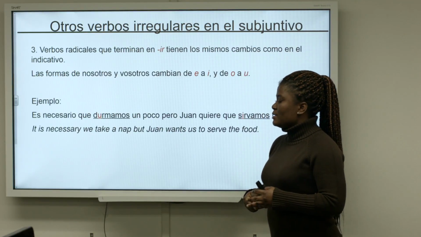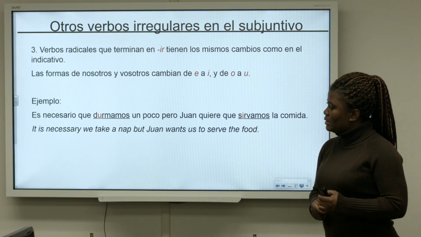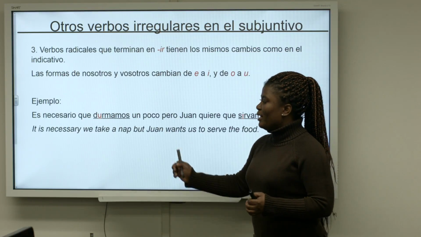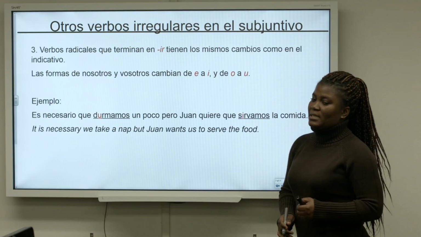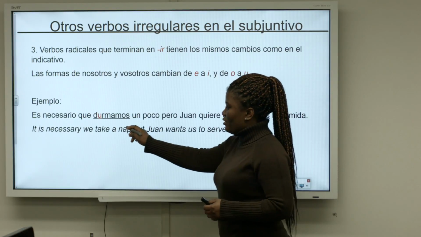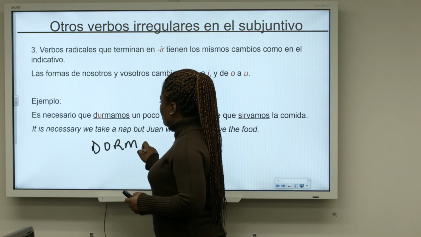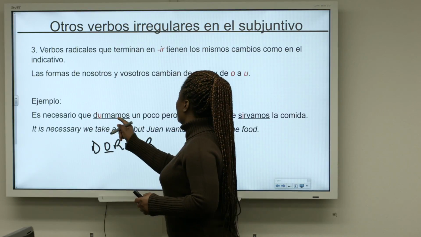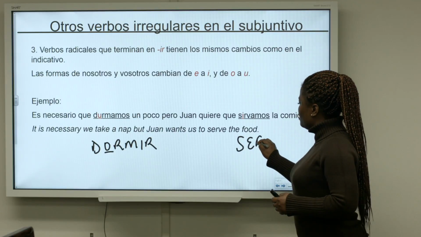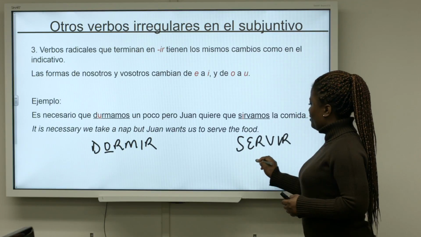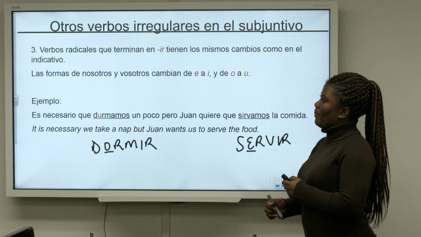So for example, it is necessary we take a nap, but Juan wants us to serve the food. So es necesario que durmamos un poco, pero Juan quiere que sirvamos la comida. So the verb here is dormir. So O will change to U, and then we have servir, and then E will change to I, sirvamos.